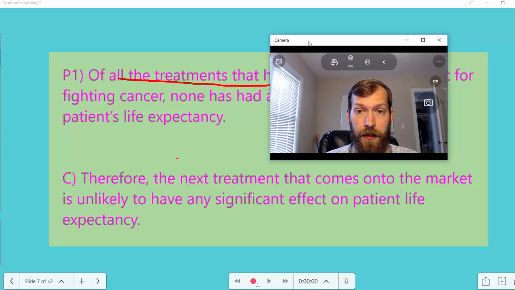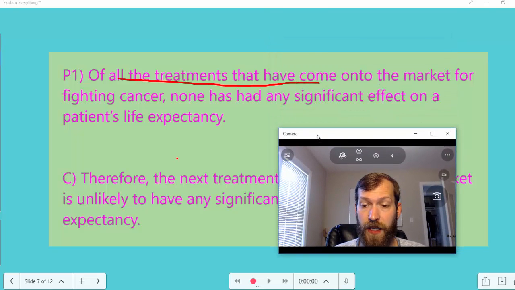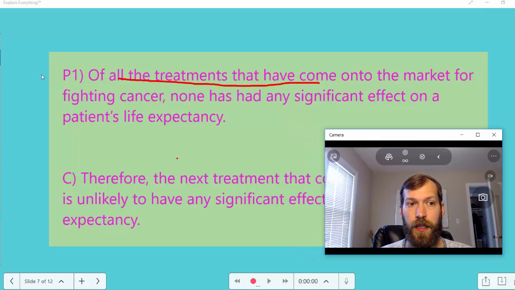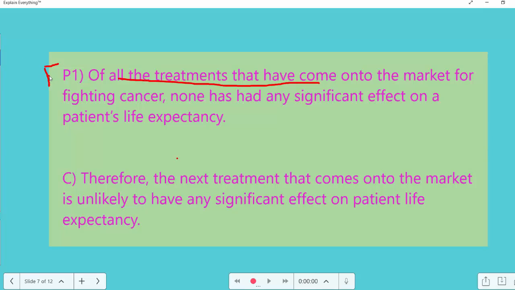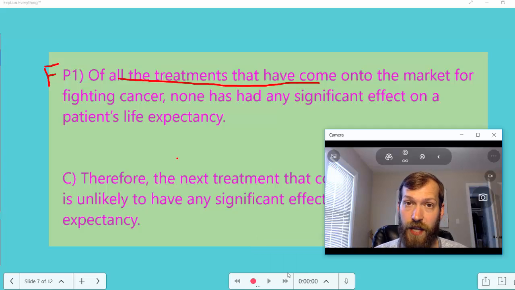You may have been misled into thinking that it was a weak argument because this premise is factually false. It turns out that for many of the treatments for fighting cancer, they have had significant effect on prolonging people's lives. And they might not cure the cancer, that's true, right? But nonetheless, the treatments that we have available have allowed people to live a much longer period of time than they had previously.